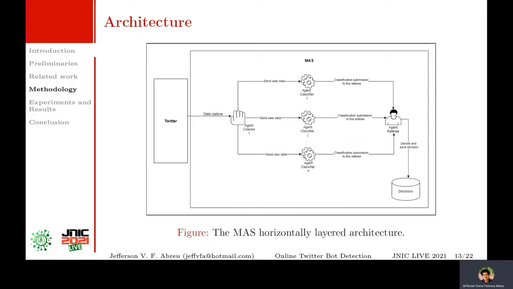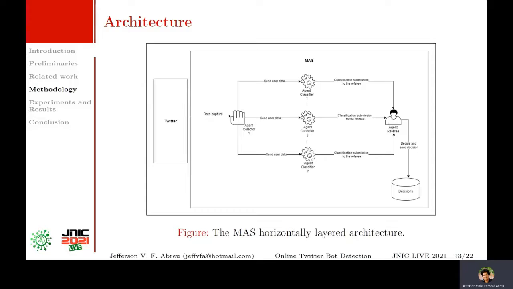Here we have the agent collector, which collects the data from Twitter, and this data is collected through the observation of a keyword defined by the researchers. It sends the data to the three agent classifiers, which use three different ML algorithms. Each classifier does a classification of the data coming from the collector and sends these classifications to the referee.